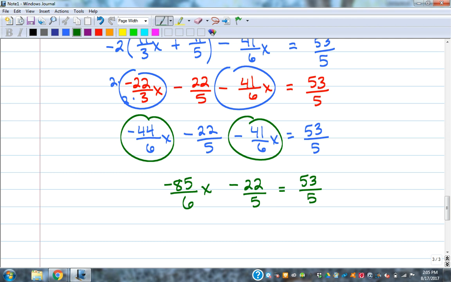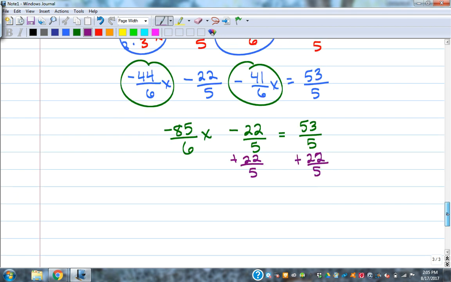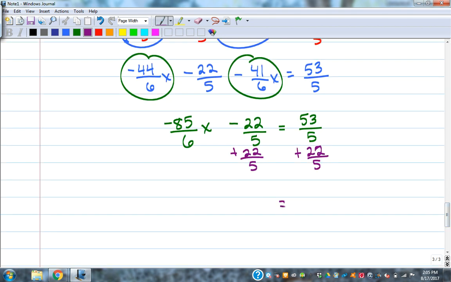Now what? Add 22 over 5. This one's great because they already have the right denominator, so I don't have to do any work to get a common denominator. I just got to add those together. What's 22 and 53?